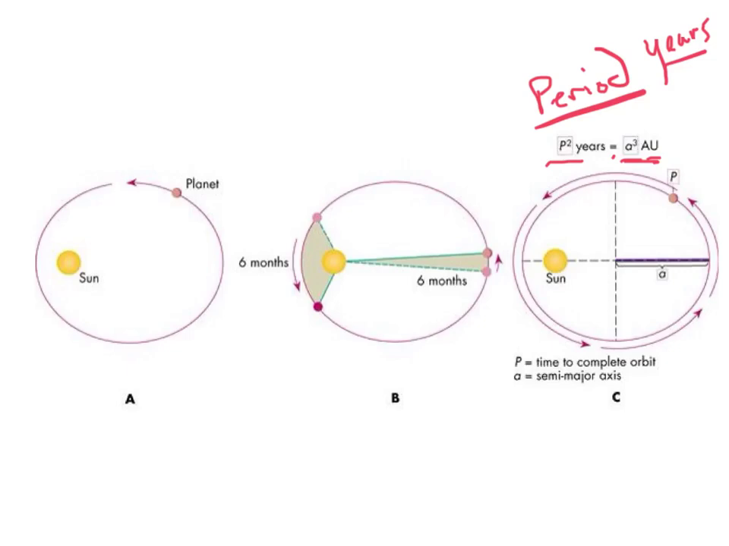Or if I put p squared and divide it by a cubed, what number should I get? If these two are equal to each other, I should get something very similar to 1, or very close to 1. And we'll do that a little bit for you. So, those are Kepler's three laws. That's what we're going to be working on in the next three to four days.